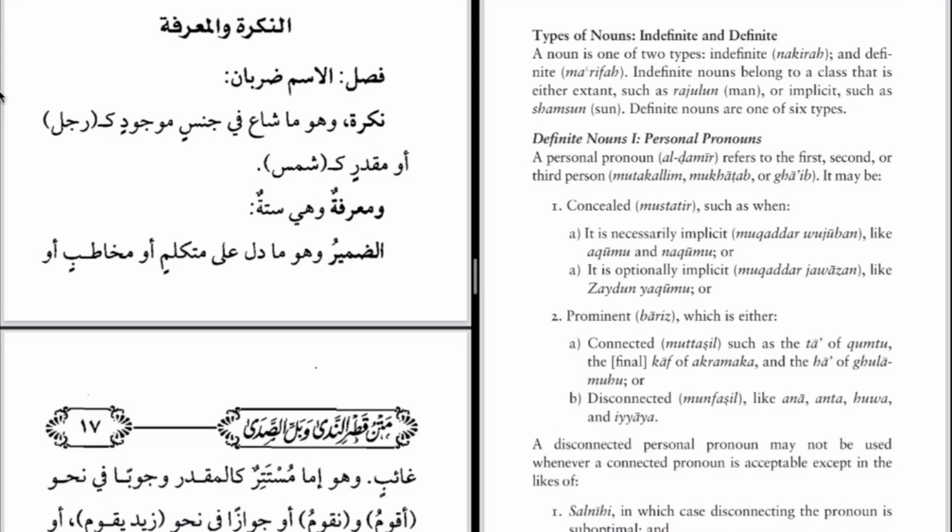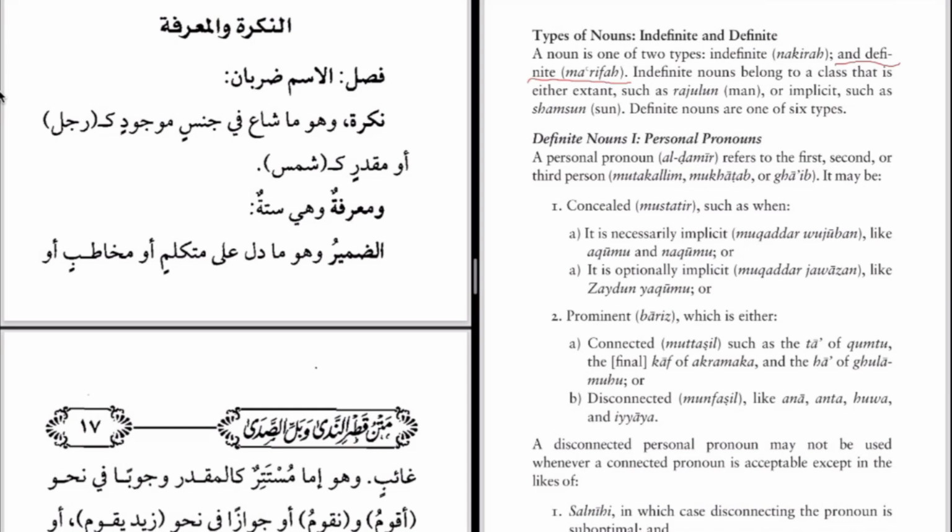Nakira وهو ما شاع في جنس موجود كرجل أو مقدر كشمس. Indefinite, nakira, and definite, ma'rifa. So that's not what he said. He didn't say both of them. He said one of them, nakira, and then he defined it. And then he said ma'rifa, and then he gave it its categories. So this right here, a noun is one of two types. That's fine. Indefinite, okay, but when he says and definite, no, that's not there in the Arabic.